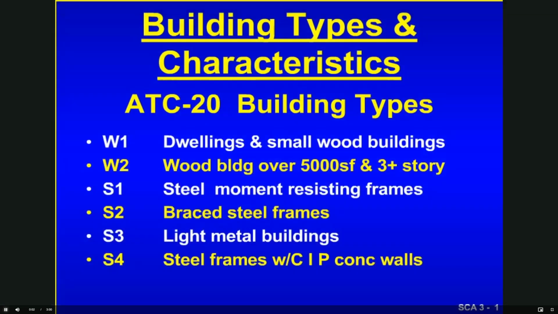Now I want to talk about building types. There is a system that was proposed by the Applied Technology Council some 20 years ago that engineers use to classify buildings. This is a very simple system where a letter is used to designate the materials that are used in construction, such as W for wood, S for steel, C for concrete.